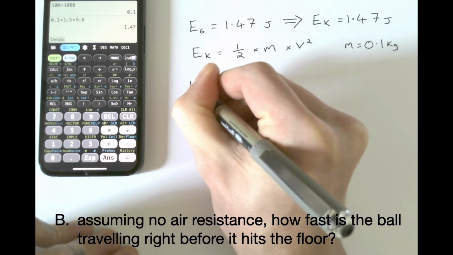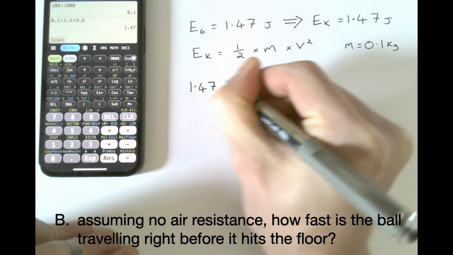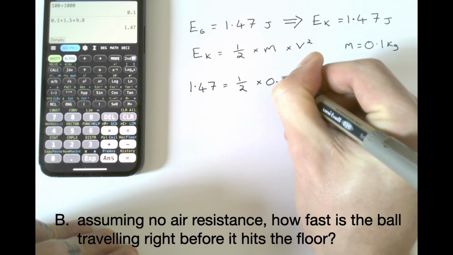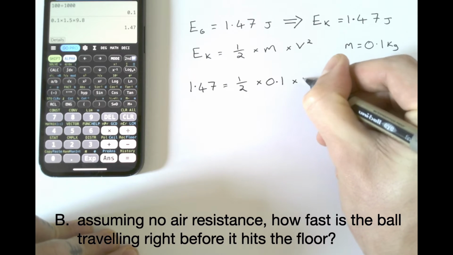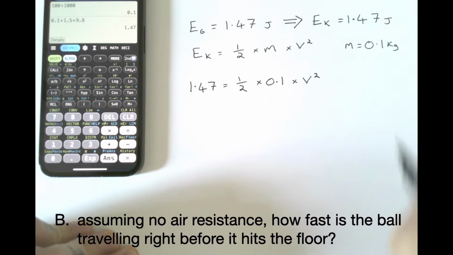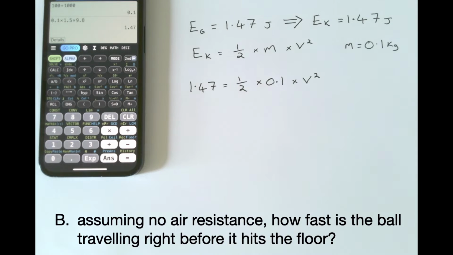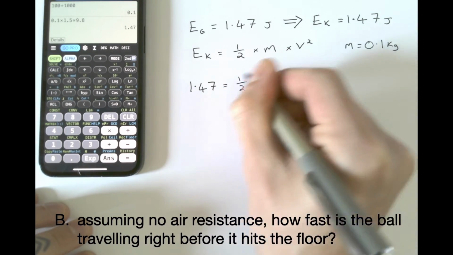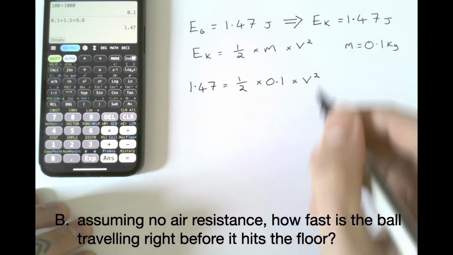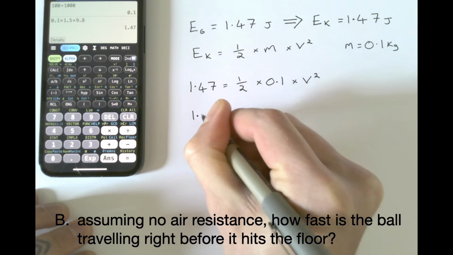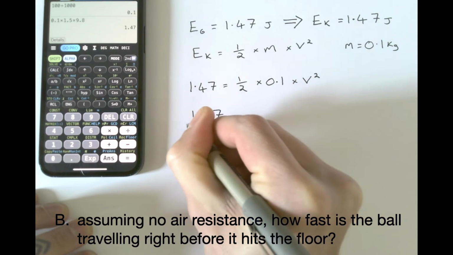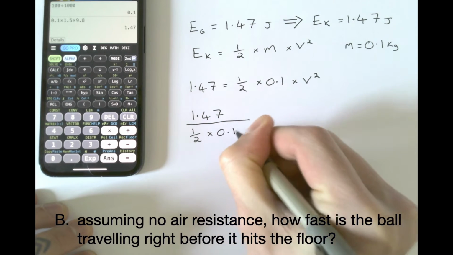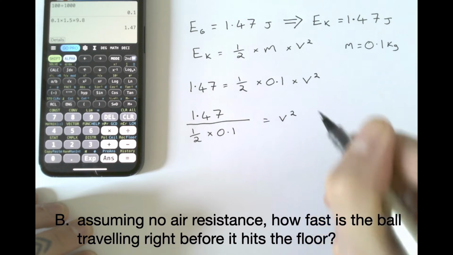So I've got 1.47, the kinetic energy, equals half times the mass, which is 0.1, times, well, I don't know the velocity, that's the thing I'm trying to work out. Let's not forget that it's squared as well. So now I just want to rearrange this to find the velocity. So I'm going to divide both sides by this stuff here, and that will get velocity squared on its own. So dividing the left-hand side by that, 1.47 divided by half times 0.1, that equals velocity squared.